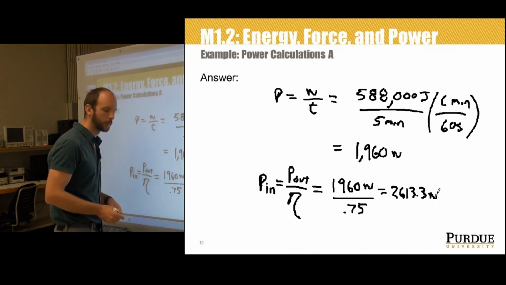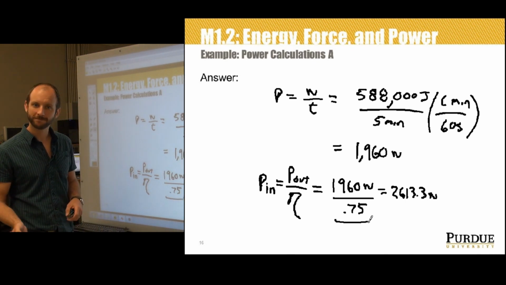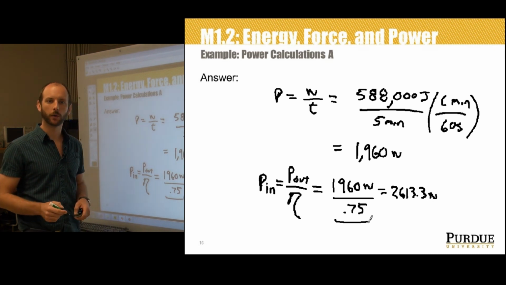And maybe I should just take the opportunity to point out the obvious. Efficiency ratings can never be larger than 1. You couldn't have an efficiency of 1.1. That would mean you would have more output power than input power.